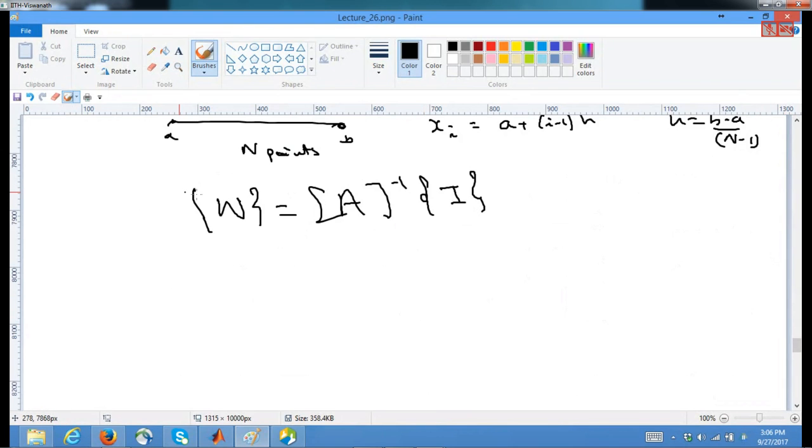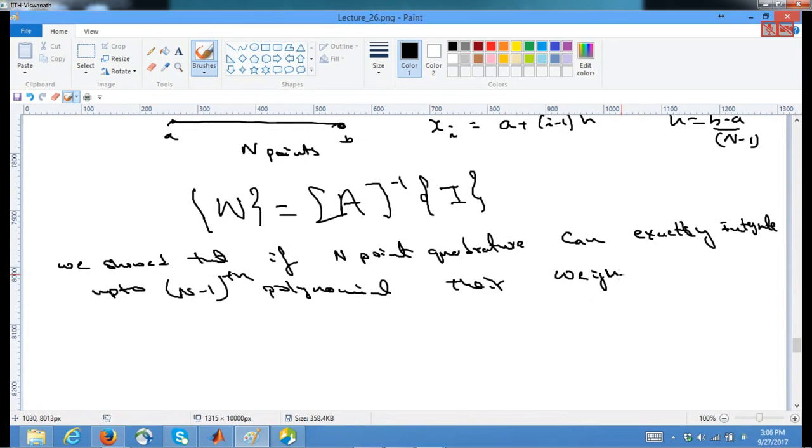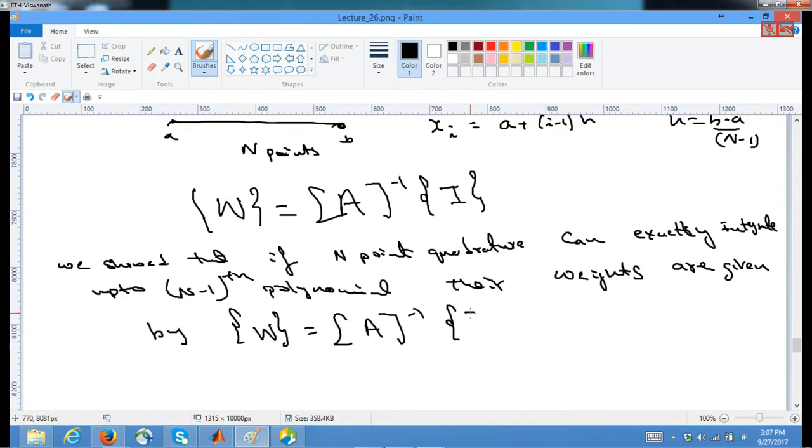So that means we showed that if an n point quadrature can exactly integrate polynomials up to the n minus 1th degree, their weights are given by this. Now this is well and good.